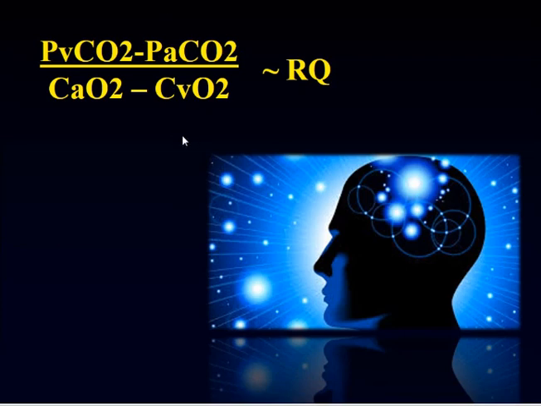And of course, it needs a computer, because it's the gradient between PVCO2 and PaCO2, but you divide it by the arteriovenous difference in oxygen content. So a little bit more complicated to do at the bedside. And this approximates the respiratory quotient.